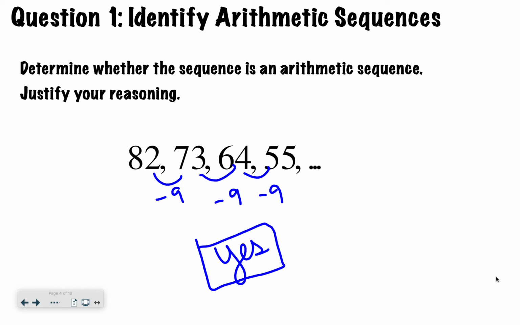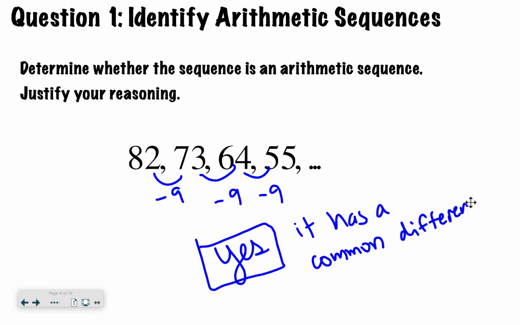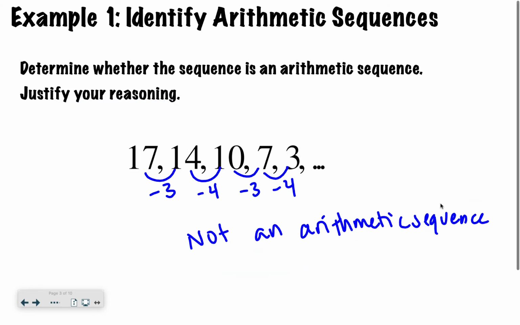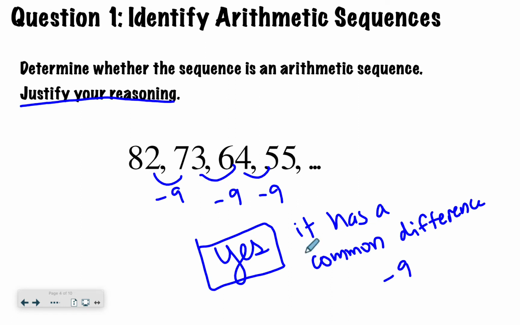All right, for this problem, hopefully you determined that yes, it is an arithmetic sequence because it has a common difference of minus 9. Okay, so that would be, yes, it has a common difference of negative 9, or subtracting 9. And justify your reasoning, that's what I did right here. So I said, yes, it is, and then I justified. Yes, because it has a common difference. On the last slide, I should have said not an arithmetic sequence because it doesn't have a common difference. Okay, so that's what I would write.